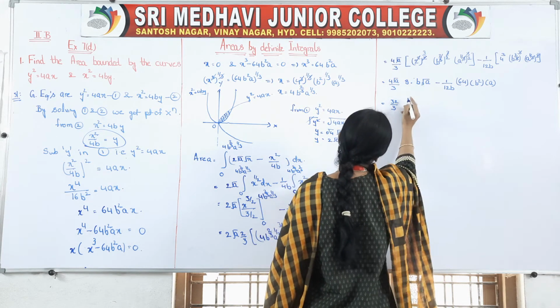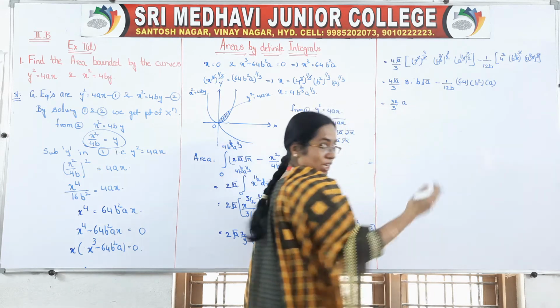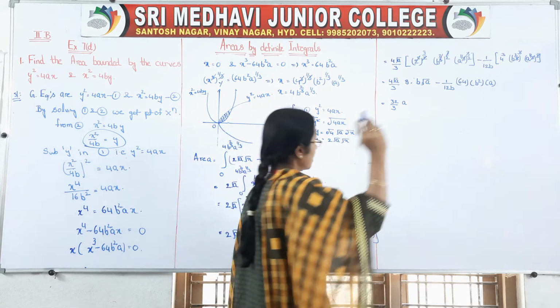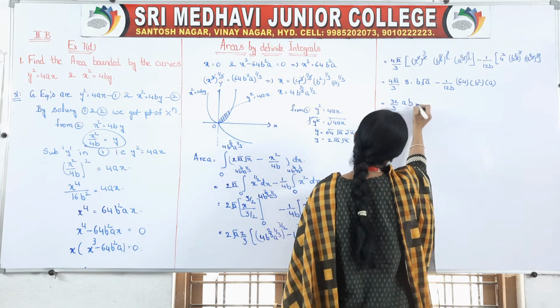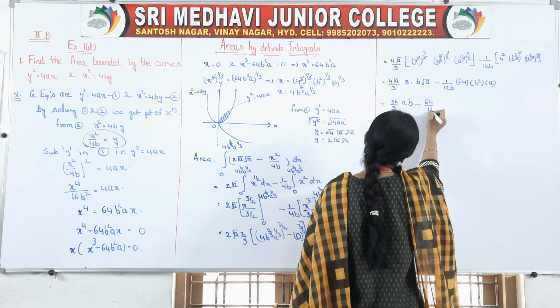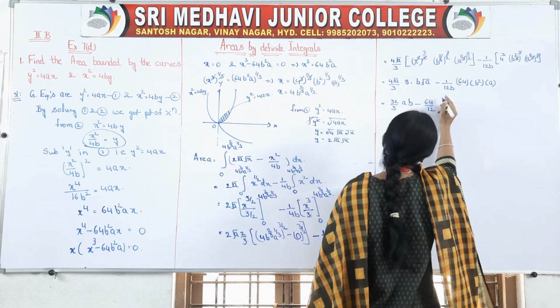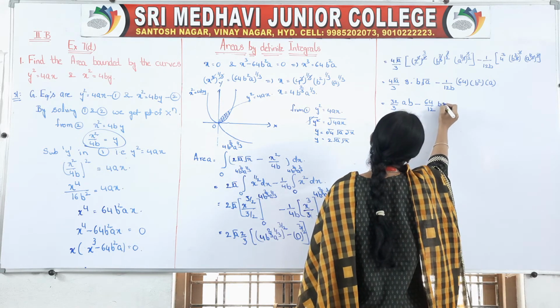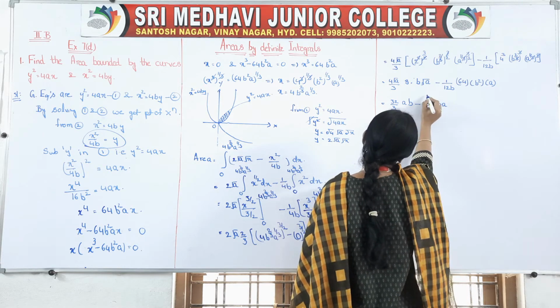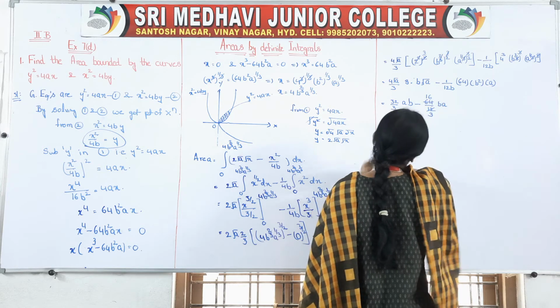Root a into root a is root a square, the square root cancels. So a into b minus 64 by 12. 1b will get cancelled, is equal to ba. So 4 threes are 12, 4 ones are 4, 4 sixes are 24.